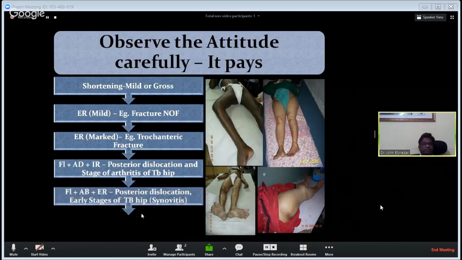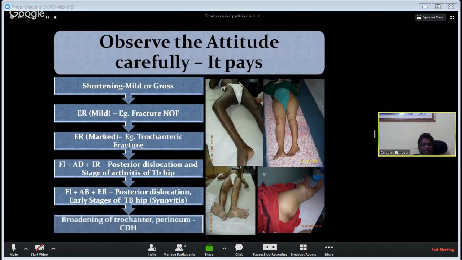Or is the attitude one of flexion, abduction, external rotation? If this is so, then it is an anterior dislocation, not a posterior dislocation, and that is what it tells you. And is there broadening of the trochanter? That is so easy.